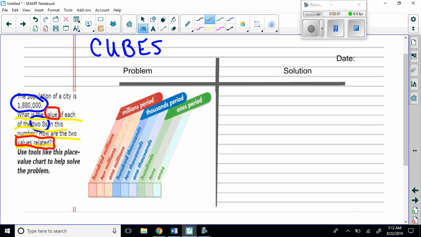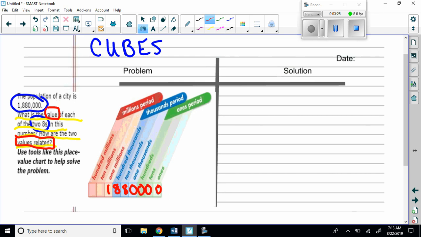To help with this, I'm going to go ahead and fill in this place value chart using the actual number from the problem, because then it's going to let me very easily see what the value is of each of the numbers in the problem. So I'm going to start here with our ones, tens, hundreds, thousands, 10,000s, 100,000s, and millions. So again, our number is 1,880,000.